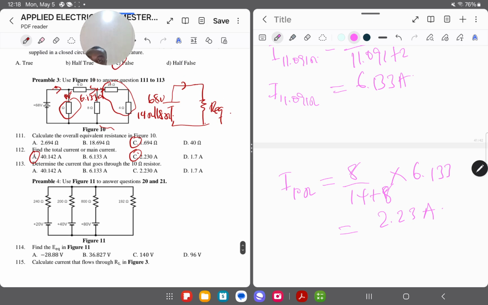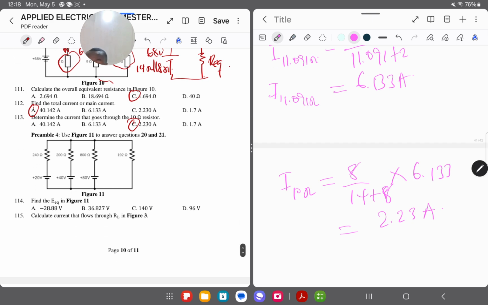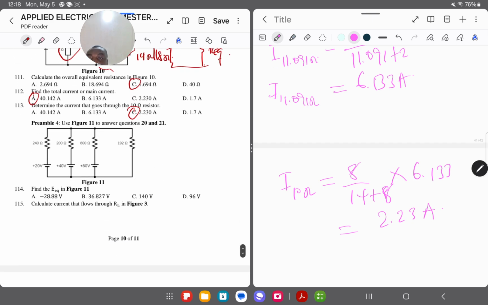Now determine the current. Okay, see different one. So this will be C. Okay. So now moving to question preamble 4, right? Figure 11 here. Use figure 11 to answer question 20 to 21.